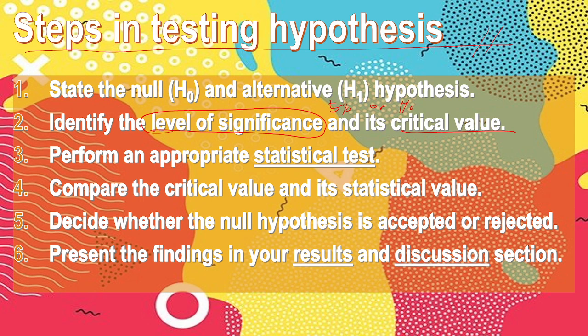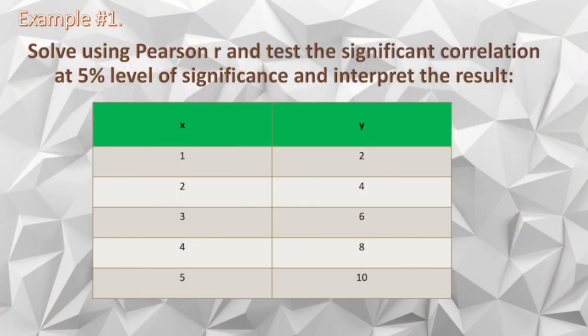Okay, so dito magbigay tayo ng example. So from here, ang ating example ay solve using Pearson R and test the significant correlation at 5% level of significance and interpret the result. Okay, yung significant level natin or level of significance is equal to 5%. Yung 5% na yan, if we will convert that one, we will have 0.05.